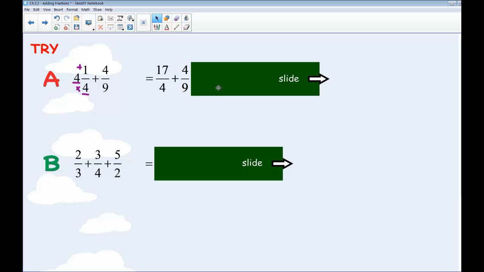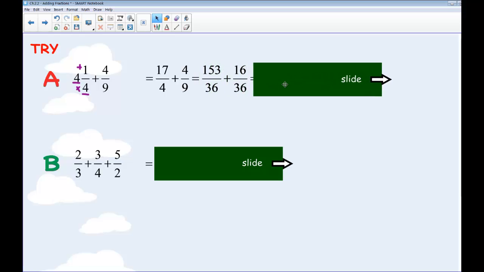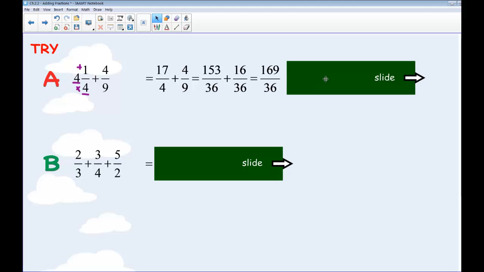So now that we notice that both denominators are different, we need to look for an LCD. In this case, the LCD would be 4 times 9, which is 36. So the equivalent fractions will be 153 over 36 and 16 over 36. Numbers get a bit large here, so you're welcome to use a calculator. When we add up the numerators, we get 169 over 36. Doesn't reduce, so that's our final answer.